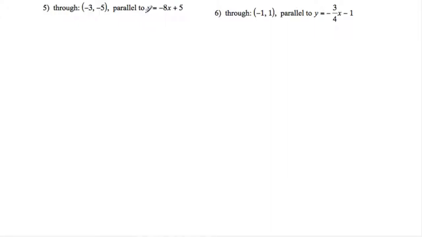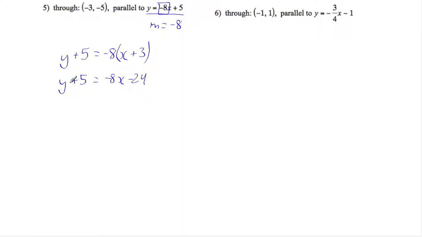So hopefully we can see from this equation in slope-intercept form that m is equal to negative 8. So for my new equation, the slope is also going to be negative 8 because parallel lines have the same slope. So I already have my point. So y minus a negative 5 is equal to negative 8 times x minus a negative 3. I can distribute this on the right side, so I get negative 8x minus 24. And if I subtract 5 from both sides, I get y is equal to negative 8x minus 29.